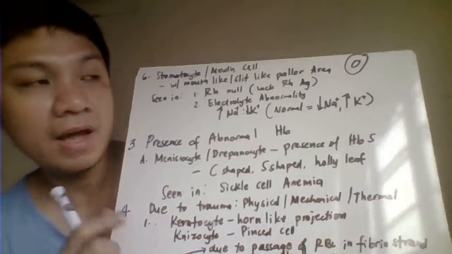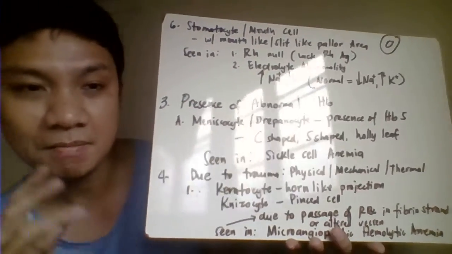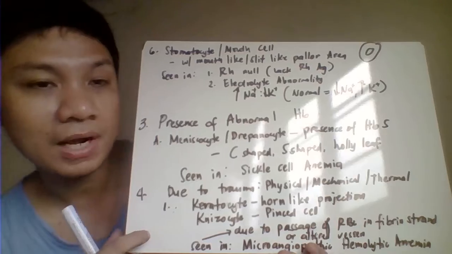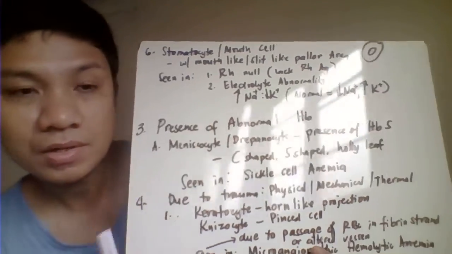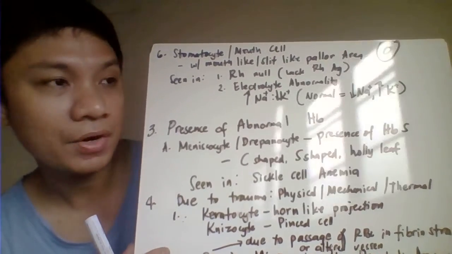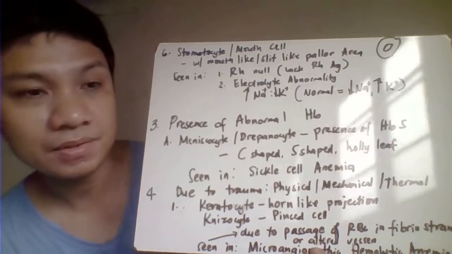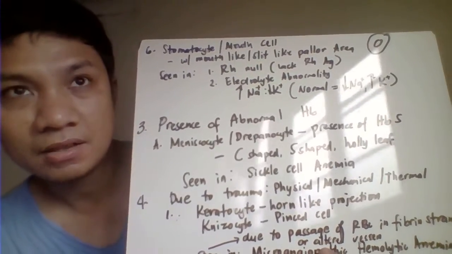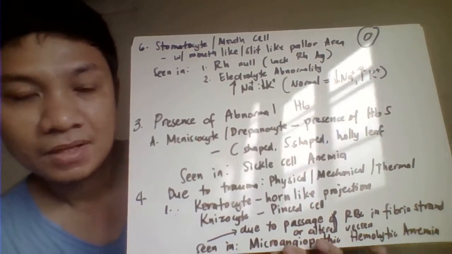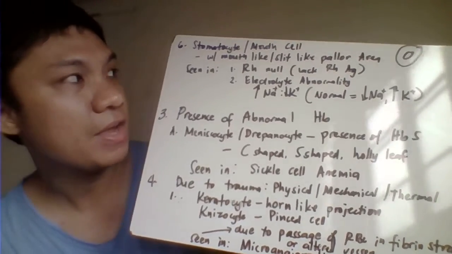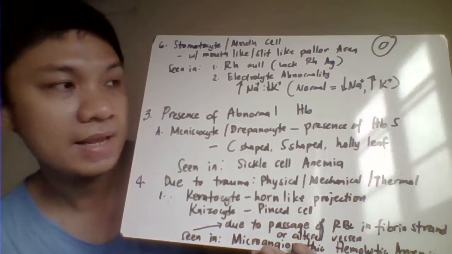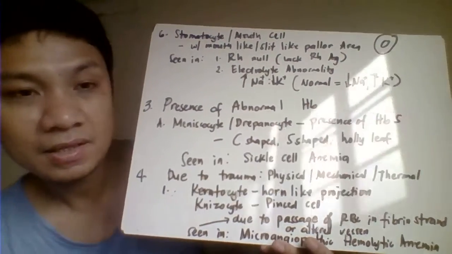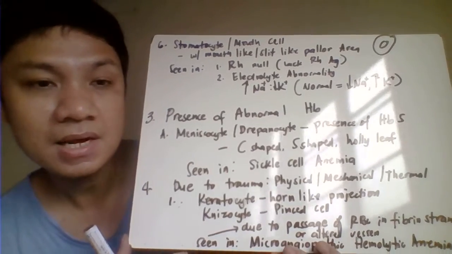Okay, the next one, we have your mouth. Para siyang may mouth or slit-like pallor at the center of that. We call this one your stomatocyte or your mouth cells. Stomatocyte or your mouth cells. Okay, so this is characterized by the mouth-like or slit-like area at the center of your RBC. This is seen here in the following.